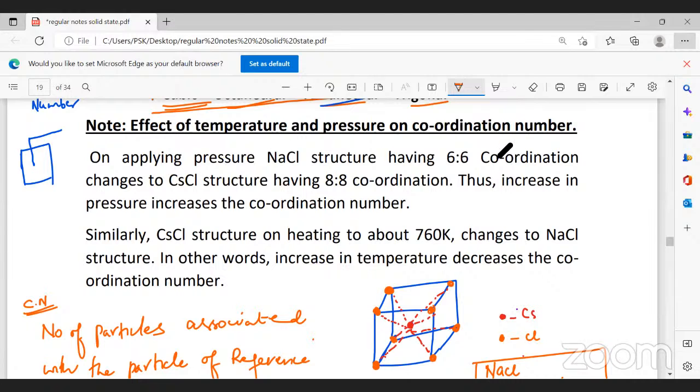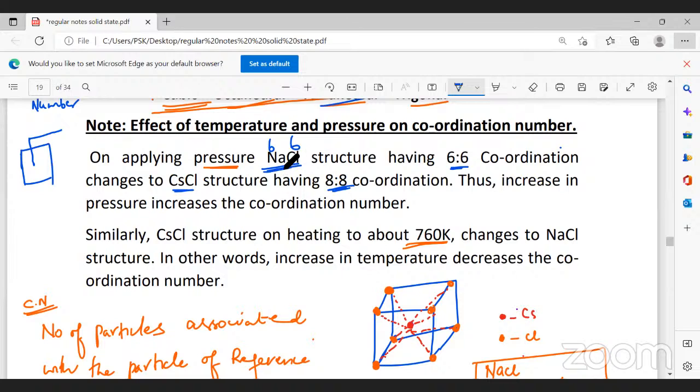Effect of temperature and pressure on coordination number. The first is pressure, the next is temperature. When pressure is applied, the sodium chloride structure having 6:6 coordination number changes to the cesium chloride structure having 8:8 coordination number. What do you mean by 6:6? The coordination number of sodium is 6, as well as the coordination number of chloride ion is 6. That means when pressure is applied on a crystal, the coordination number of the crystal increases and goes to a higher value.